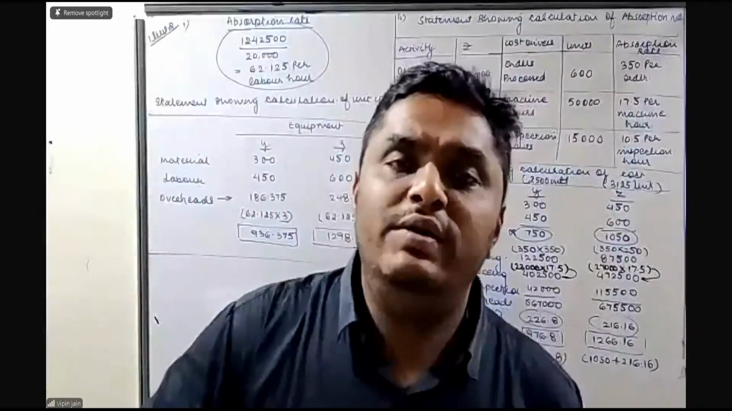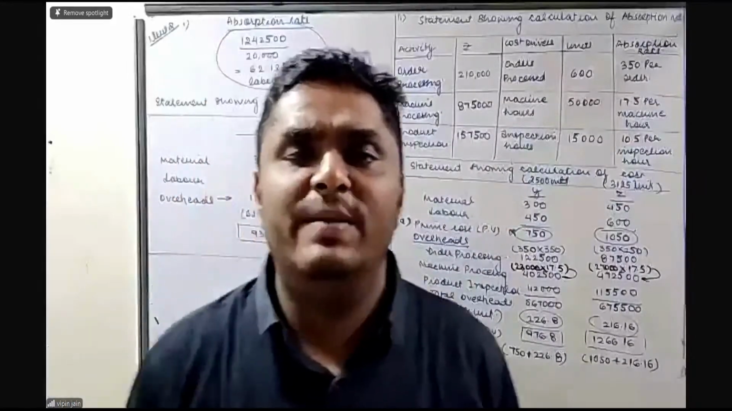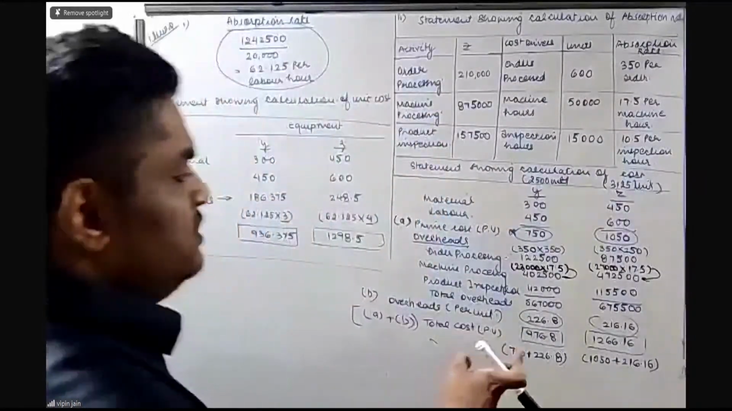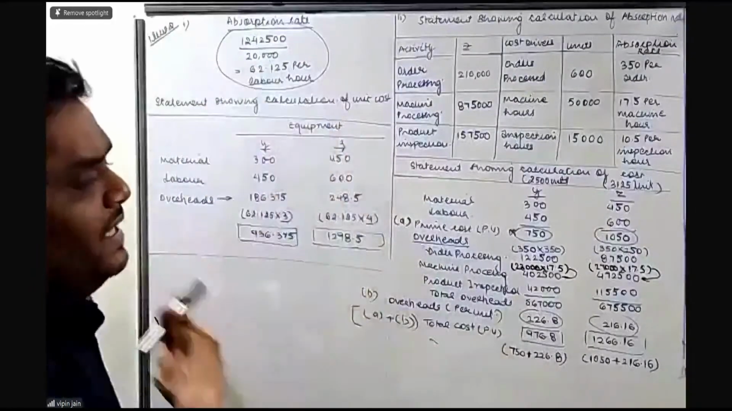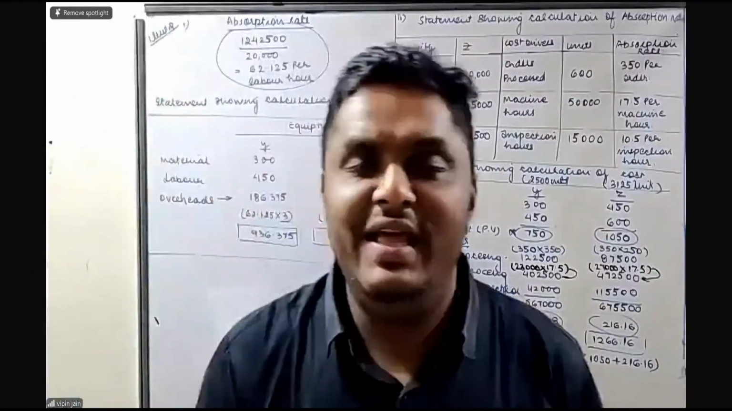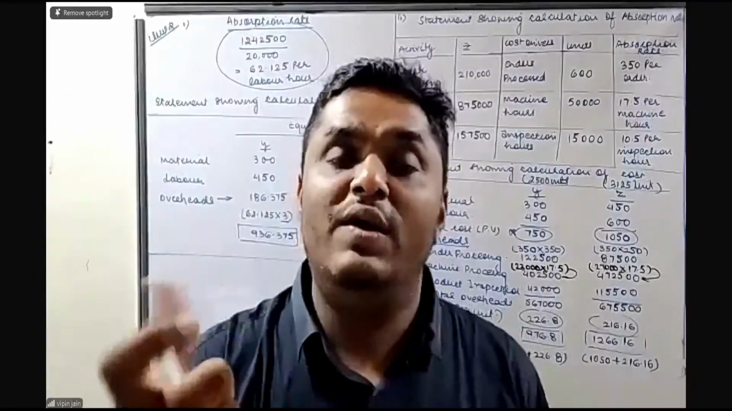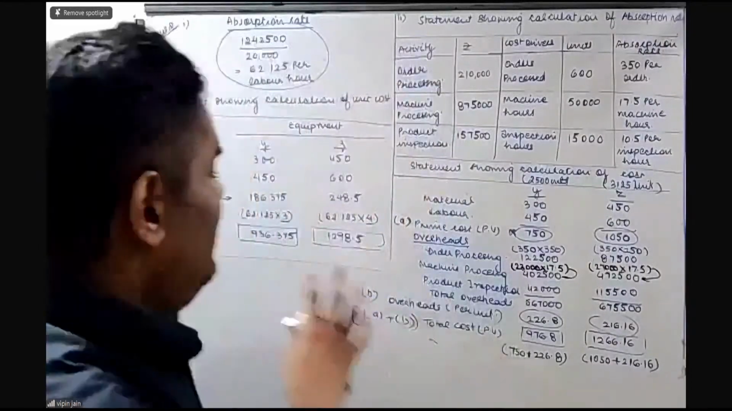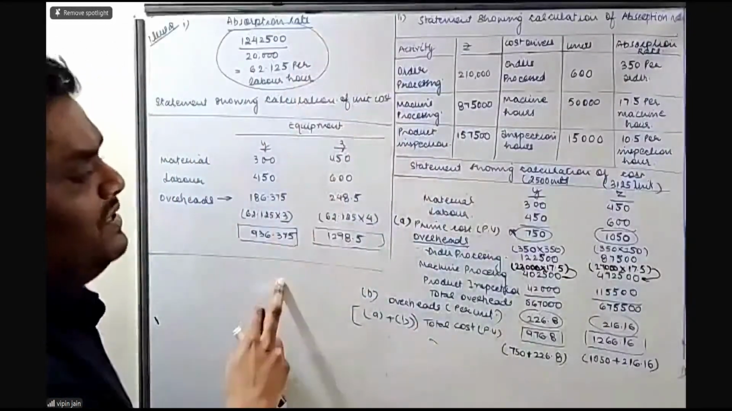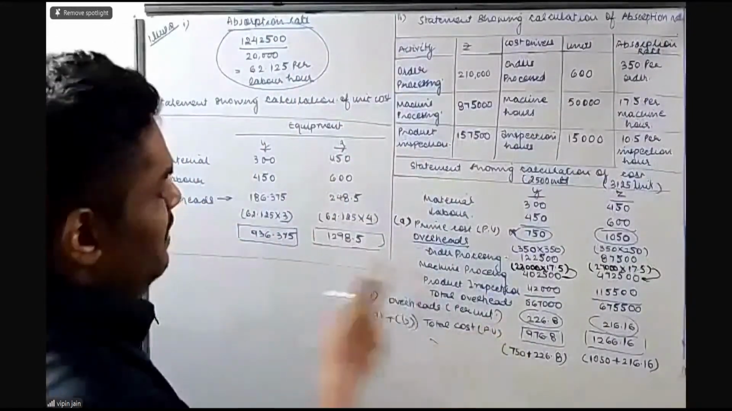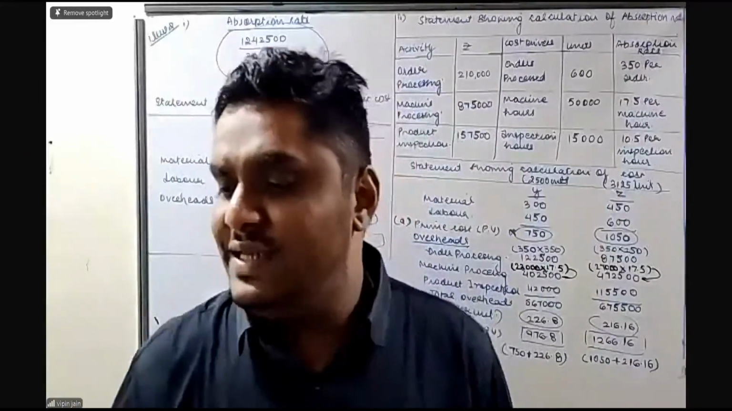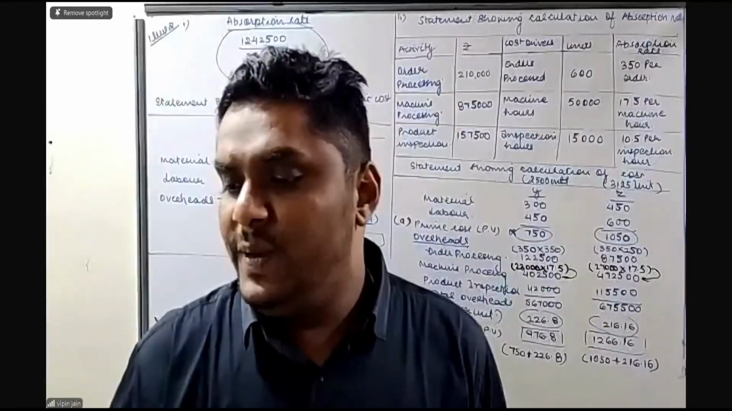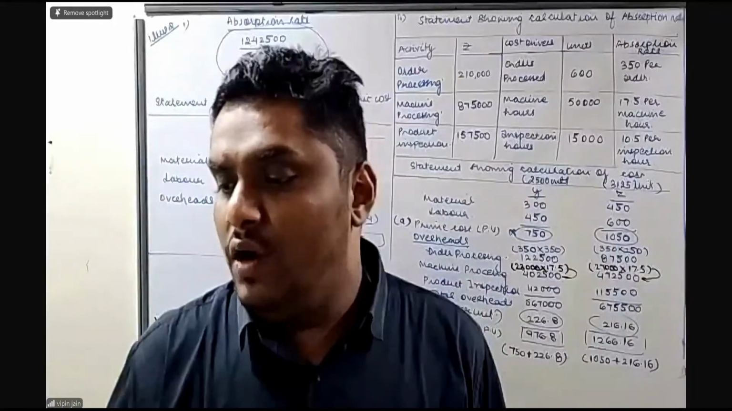Now, when talking about the cost distortion part, it talks about the difference in cost. So the difference in cost, taking absorption costing as the base. So herein the question is asking us to calculate the cost difference, taking absorption costing as the base. So herein we can say that as per absorption costing, the cost is less.